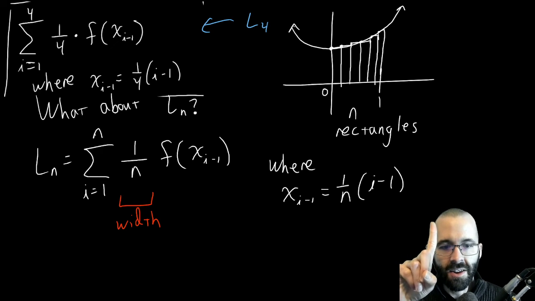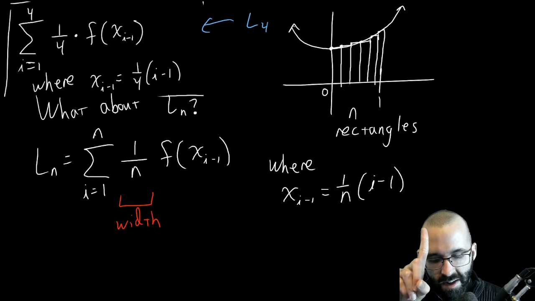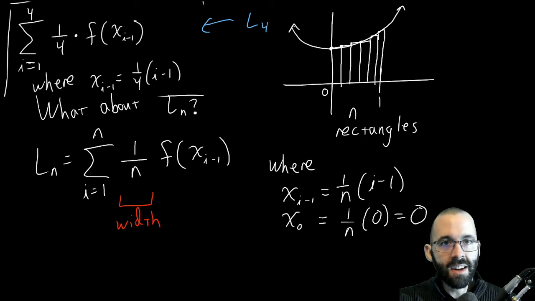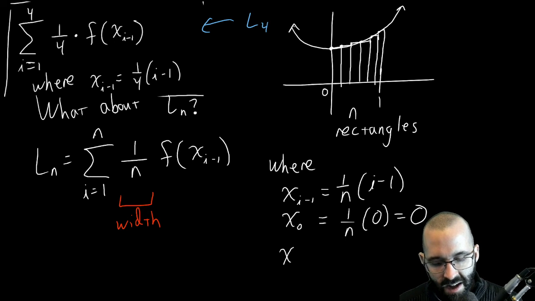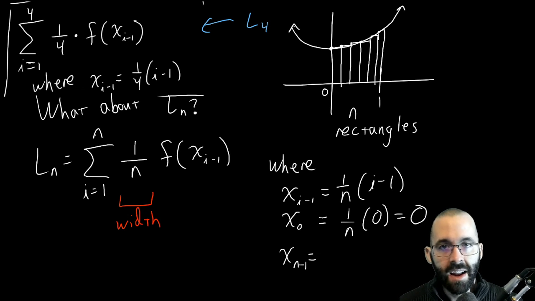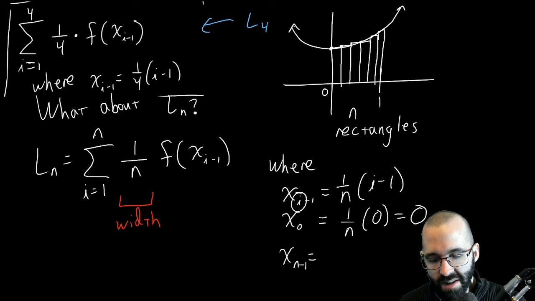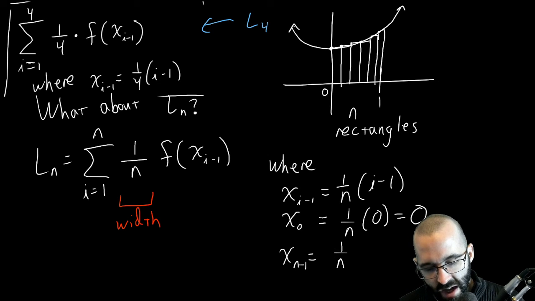So the first rectangle, when I is equal to 1, plug in 1, you get x sub 0. It's 1 over n times 1 minus 1, which is 0. Oh, the first rectangle is still at 0. That makes sense. The last rectangle is when we plug in n. You plug in n, you get n minus 1. 1 over n, I minus 1 is n minus 1.